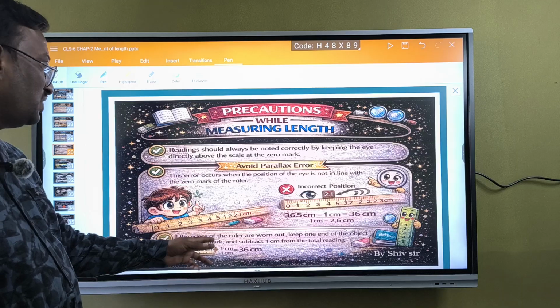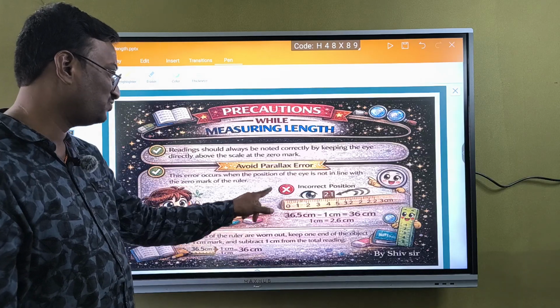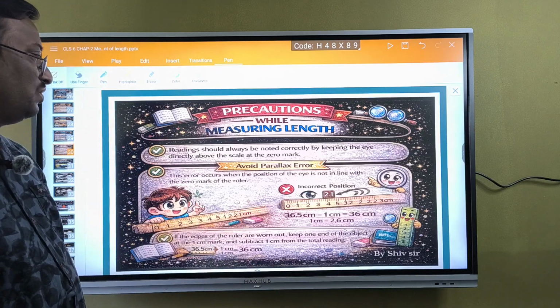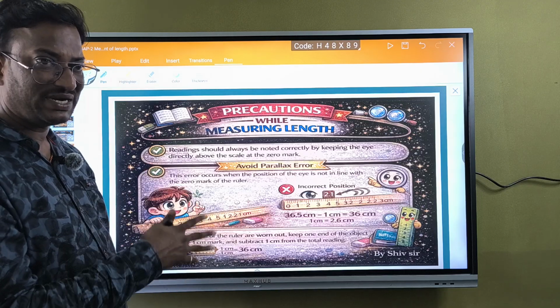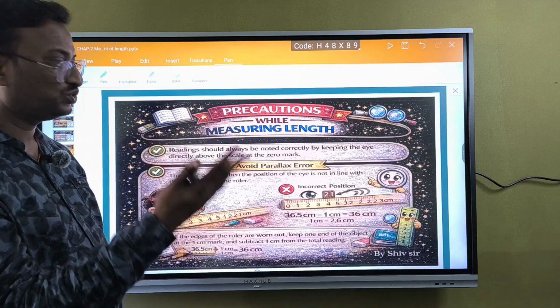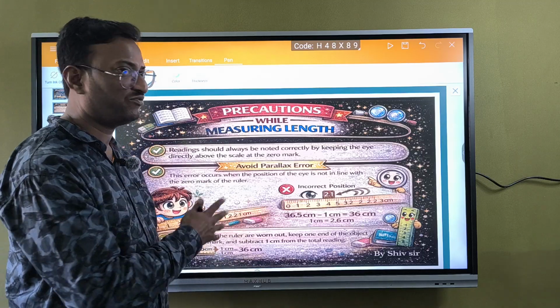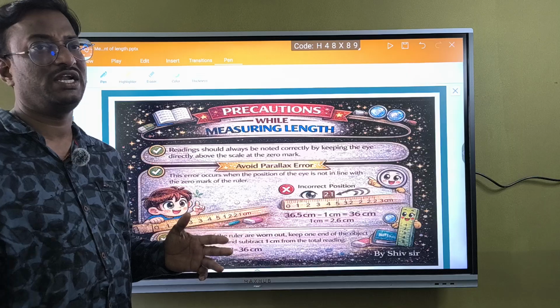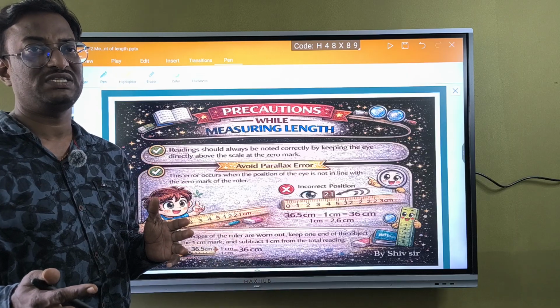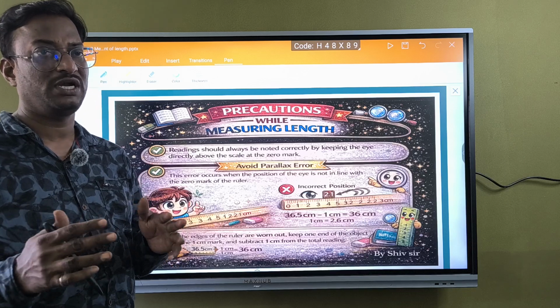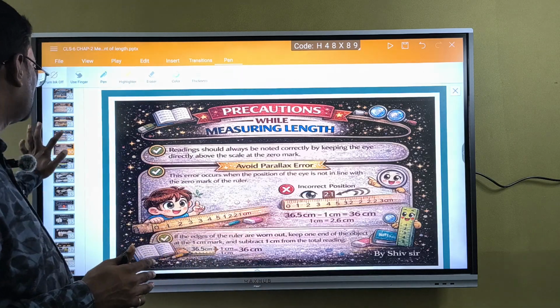If the edges of the ruler are worn off, as we have discussed already, keep one end of the object at the 1 centimeter mark. If 1 centimeter is also worn away, make it 2 centimeters and subtract 1 centimeter. If you keep it at 1 centimeter, in the total reading you have to subtract 1 centimeter. If you keep it at 2 centimeters, in the total reading you have to subtract 2 centimeters.